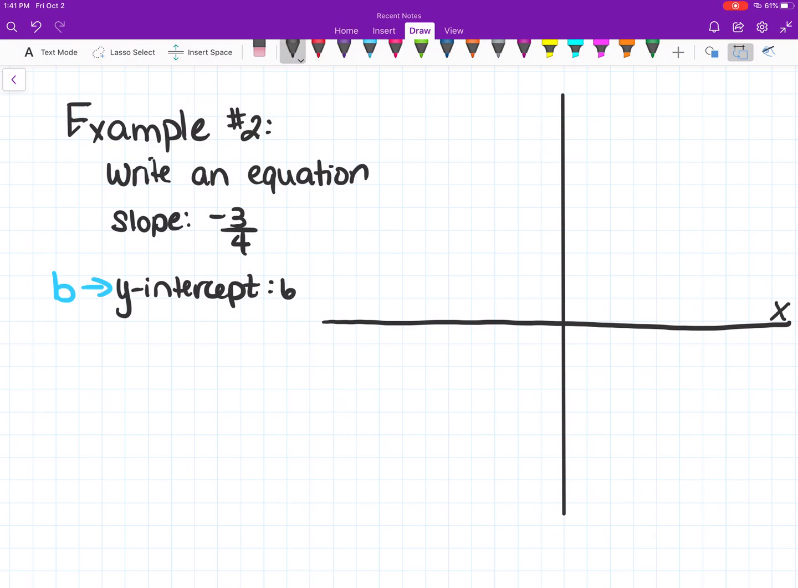That's where I have to start. That's the x. That's the y. It just takes practice. And we're going to start at positive 6 on the y. 4, 5, 6. And I make it a nice big point so I can see my beginning. There I am. Now my slope is negative 3/4.